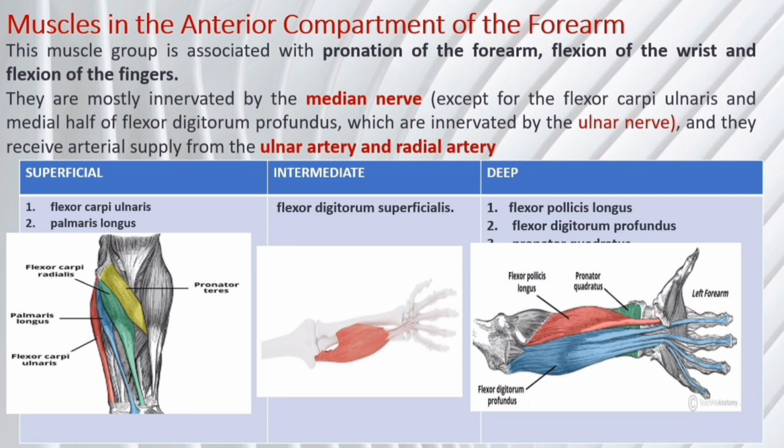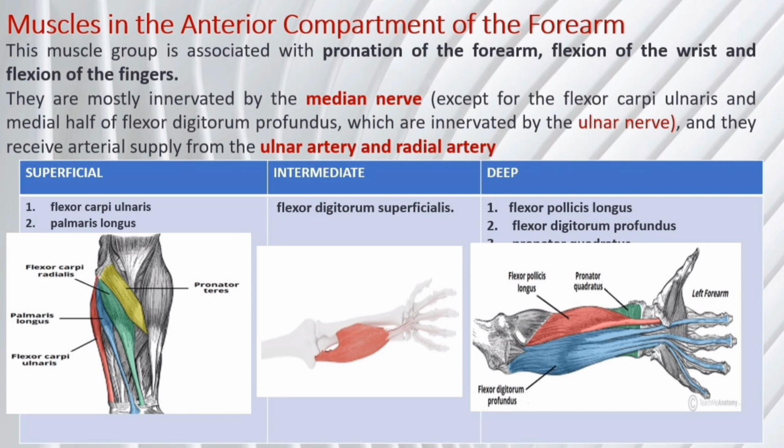Actions. Flexes the metacarpophalangeal joints and proximal interphalangeal joints at the 4 fingers, and flexes at the wrist. Innervation. Median nerve. Deep compartment. There are 3 muscles in the deep anterior forearm: flexor digitorum profundus, flexor pollicis longus, and pronator quadratus.